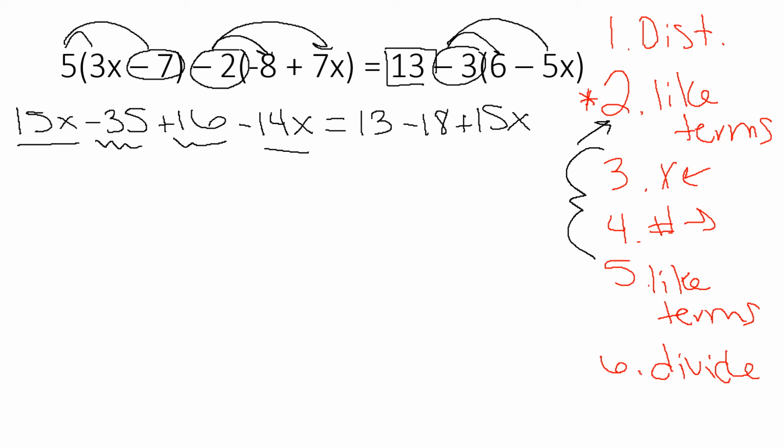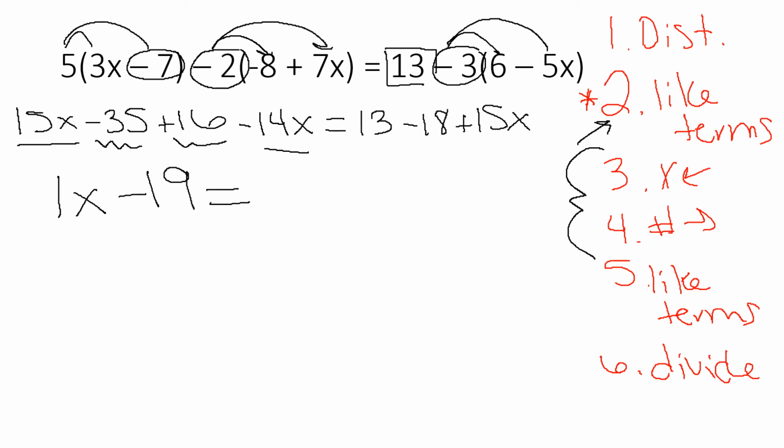Now, that 15x minus 14x is 1x. And no, you don't have to write the 1, but I'm going to put it there so I don't lose it. And then I have negative 35 plus 16. Remember, different signs are going to subtract. Keep the sign from the bigger number, so I get negative 19.